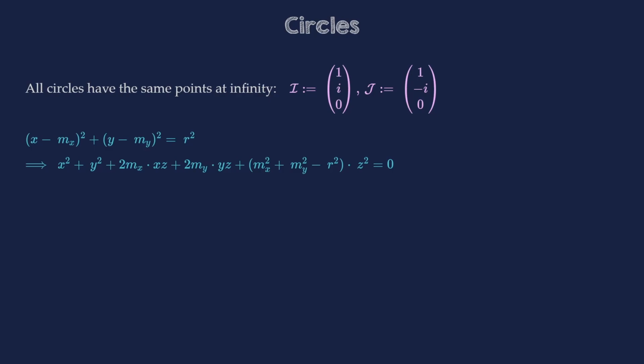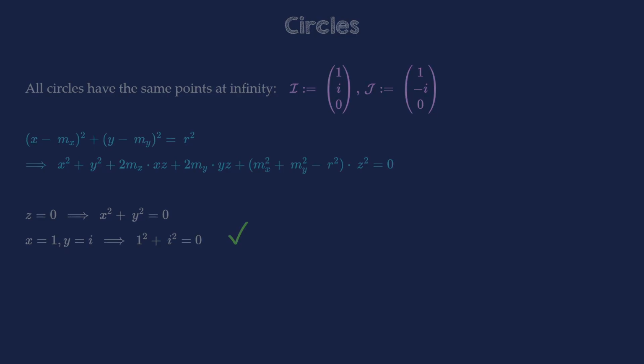Setting z to 0 gets rid of the complicated terms, then setting x to 1 and y to i quickly yields a 0. So the point I fulfills this equation and the calculation for point J is basically identical. A more geometric intuition for why these points at infinity are always the same.